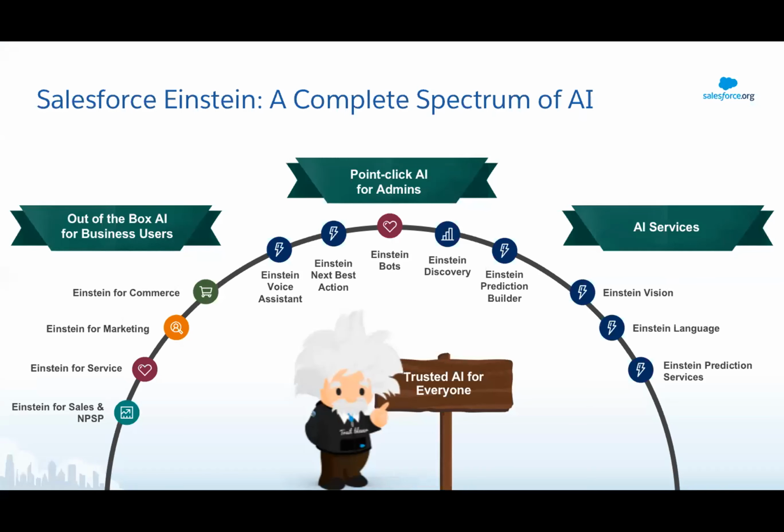Now, while my demo is focused on Einstein Vision, the Einstein family of products actually encompasses a spectrum of different capabilities. It starts with out-of-the-box AI for business users within areas such as nonprofit, sales, service, marketing, or commerce. The next set of capabilities falls under point-and-click AI for admins. This includes voice assistant, bots, Einstein Discovery, and Prediction Builder. And finally, AI services with tools such as Einstein Vision, Einstein Language, and prediction services.